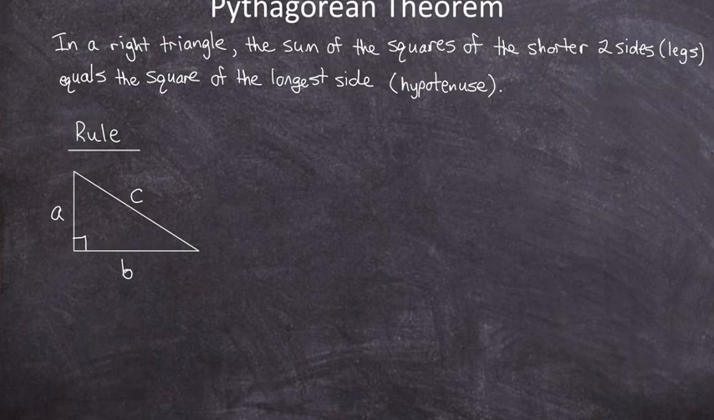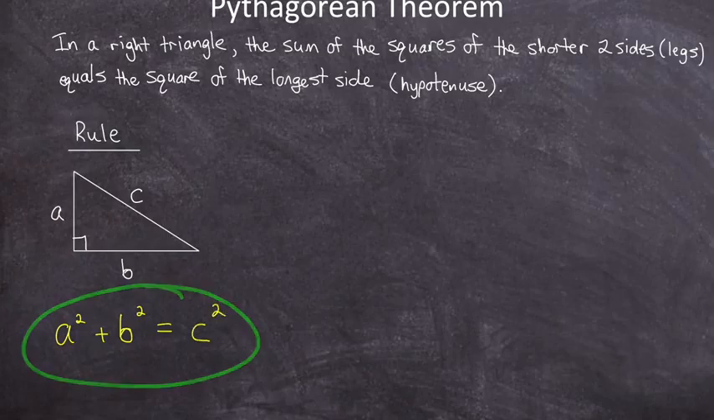In all right triangles, the sum of the squares of the shorter 2 sides, so A squared plus B squared, is always equal to the square of the longest side, the hypotenuse. So it's equal to C squared. So this is the Pythagorean theorem.